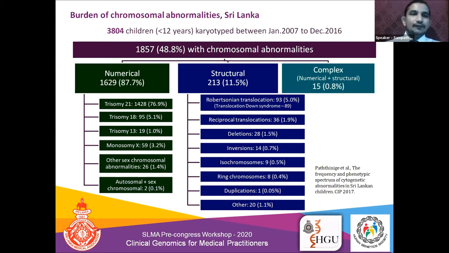So I want to highlight a few points in this slide. You can see the magnitude of the problem of the trisomy syndromes, which account for a large number of cases here. And more importantly, you can see a significant number of translocation Down syndrome cases, which has the possibility of recurring in those families.